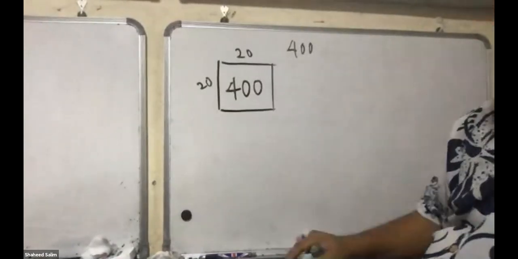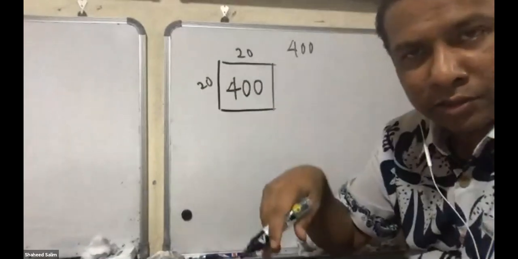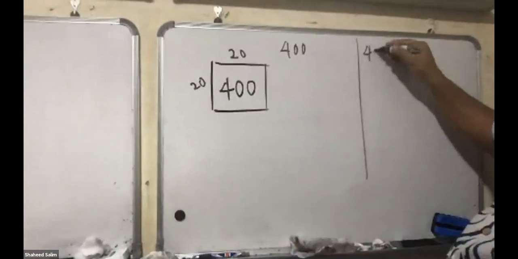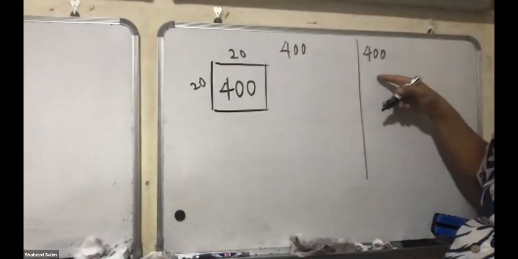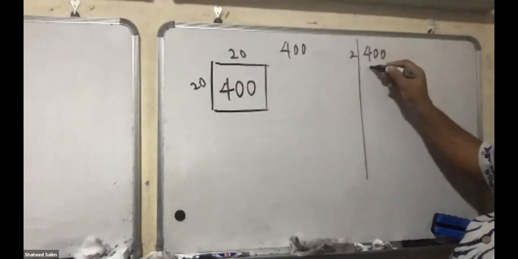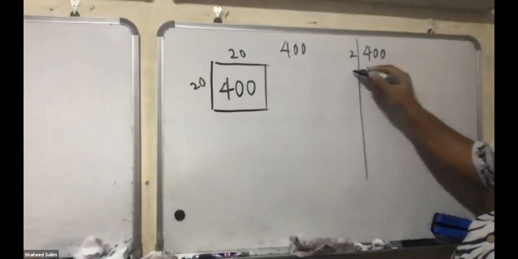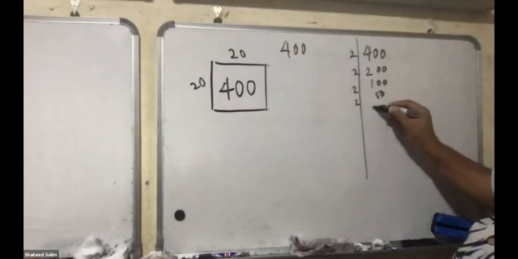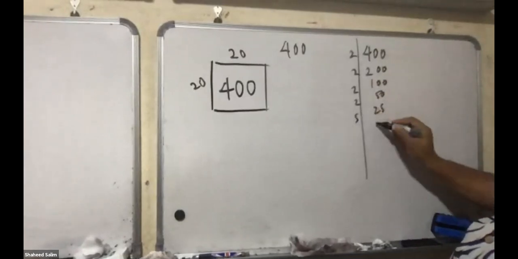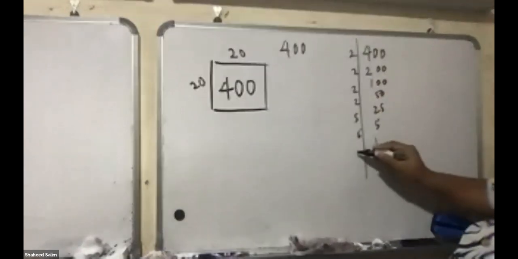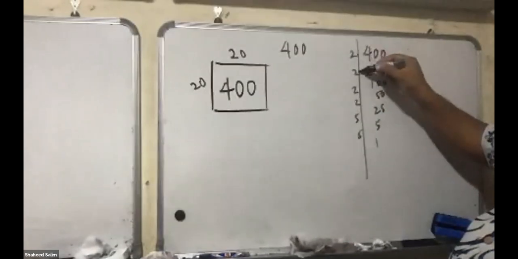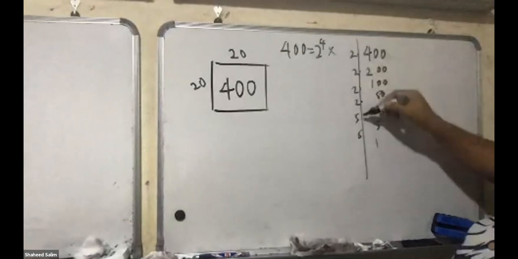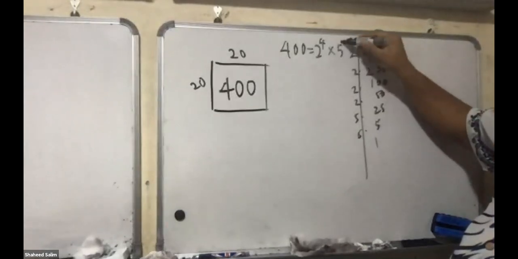First of all, you all know how to use both methods, the factor trees. You all know, right? You know how to use prime factorization this way? Divide by 2, you get 200. Divide by 2, you get 100. Divide by 2, you get 50. Divide by 2, you get 25. Divide by 5, you get 5. Divide by 5, you get 1. So now you count 2 times 2 times 2 times 2. There's 4 of them. So 2 to the power of 4 times 5 to the power of 2.